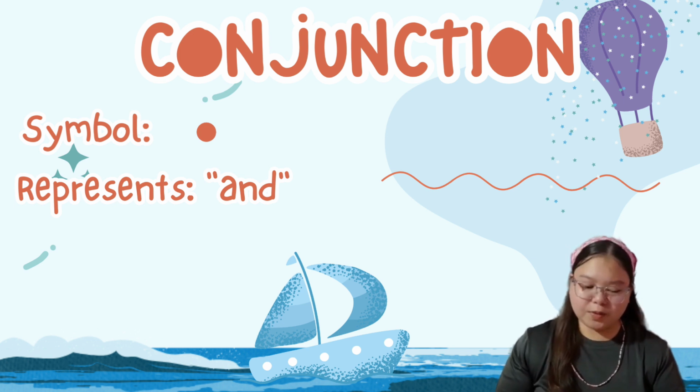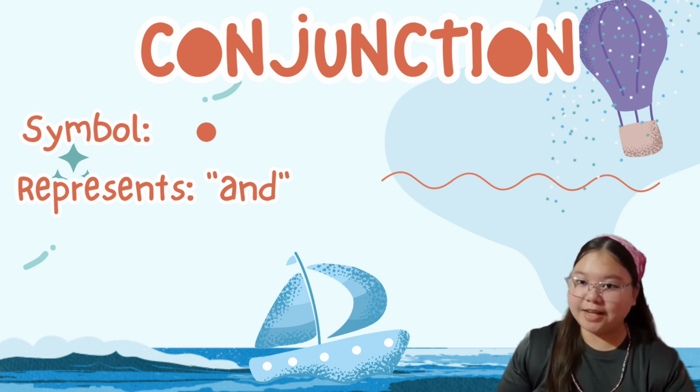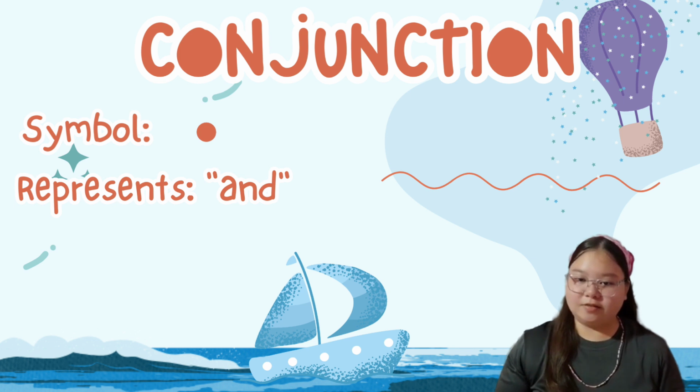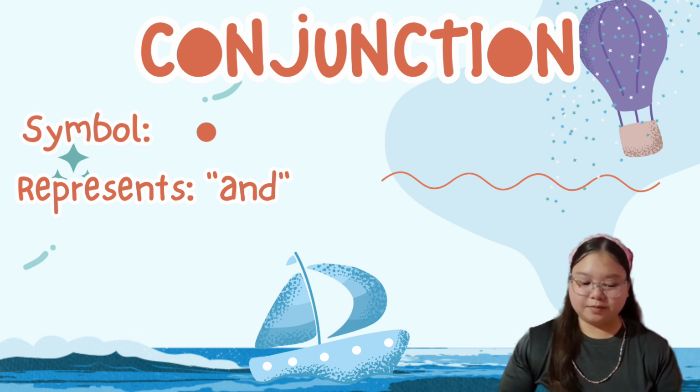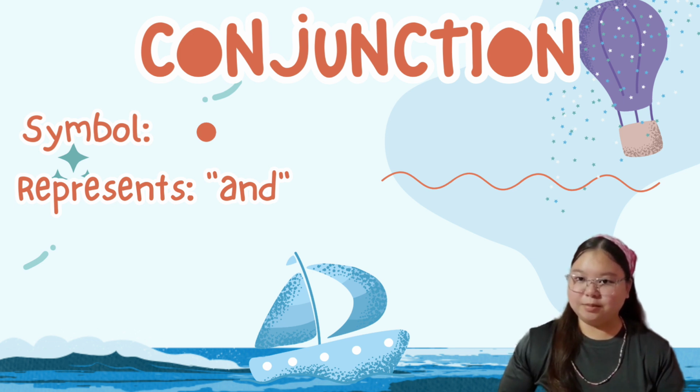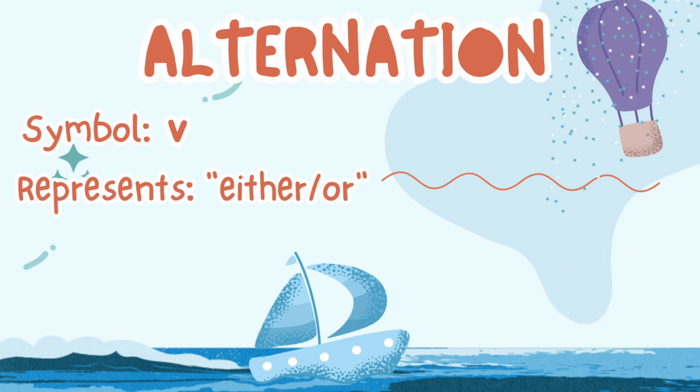Now, how do we present the logical structure of this statement? We will use a capital letter for each statement. In this case, I will use B and M for going to the beach and going to the museum respectively. Then, put the conjunction symbol. Now, this is read as B and M, or I am going to the beach and I am going to the museum. Next up is alternation.